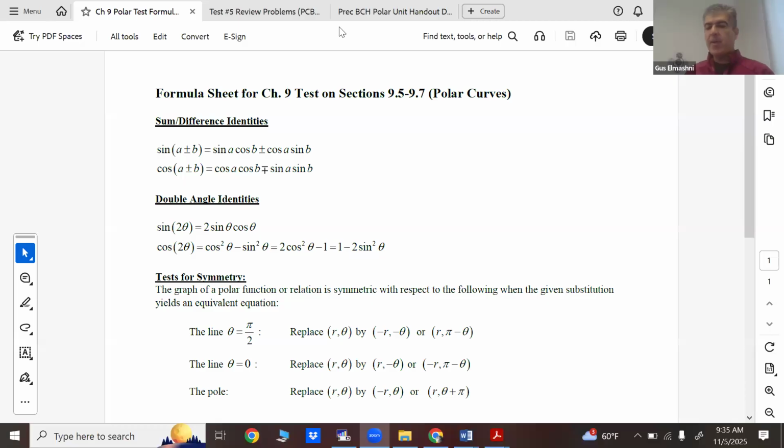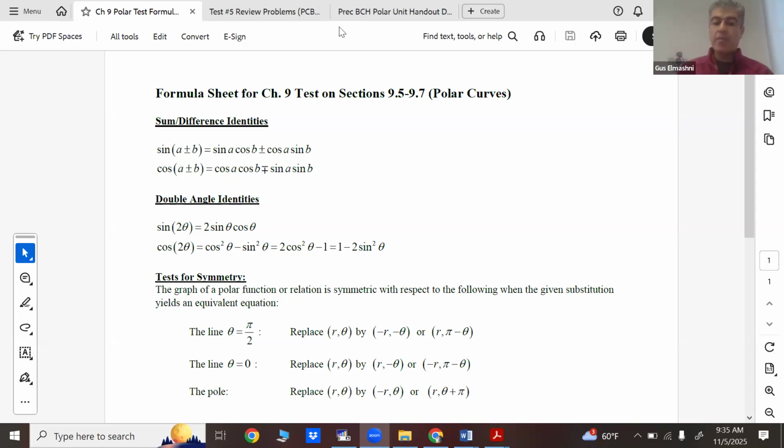Remember, cosine theta has a couple of variations. Test for symmetry, that's provided. Don't worry about that, just make sure you understand what it means. If you want symmetry about the polar axis, theta equals 0, if you replace it with negative theta and you just get r coming out, great. You're symmetric about that because cosine will be symmetric about theta equals 0. Or if it doesn't really provide any conclusive results, then you may have to replace theta with pi minus theta. And if you get negative r, then cool, it's symmetric about theta equals 0.